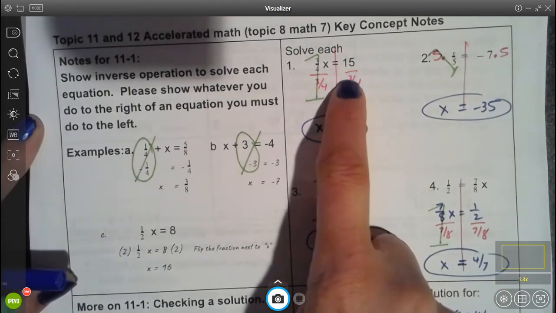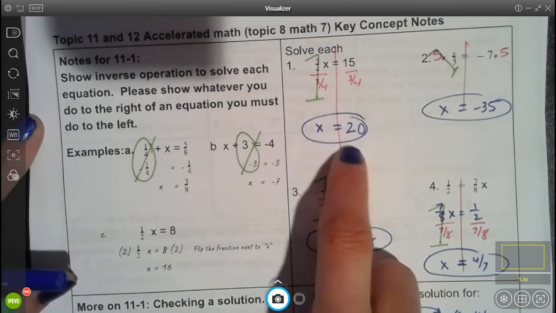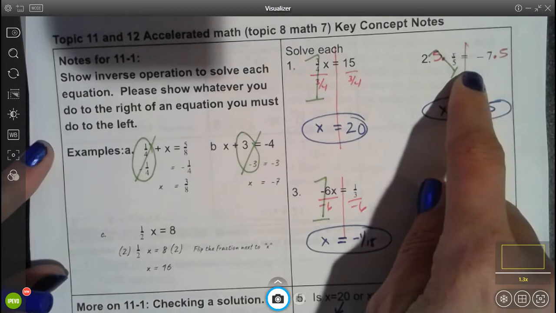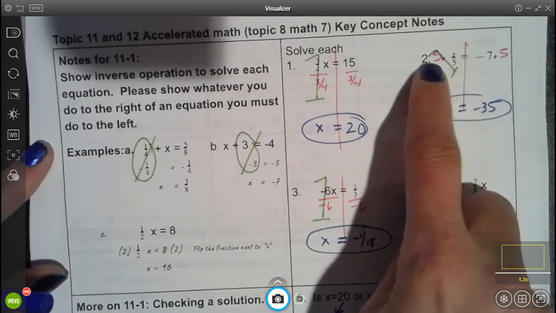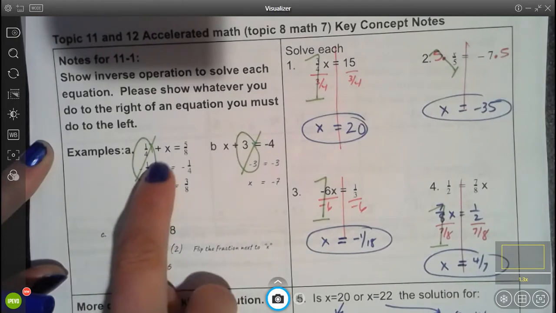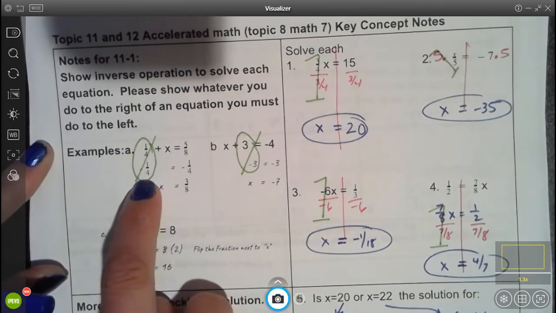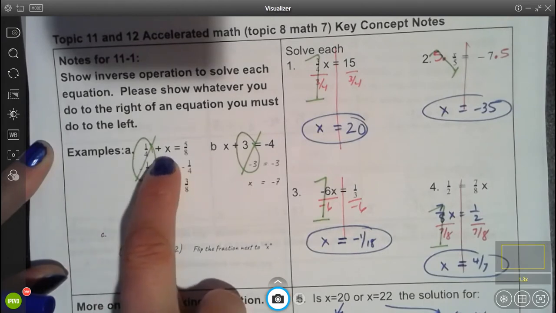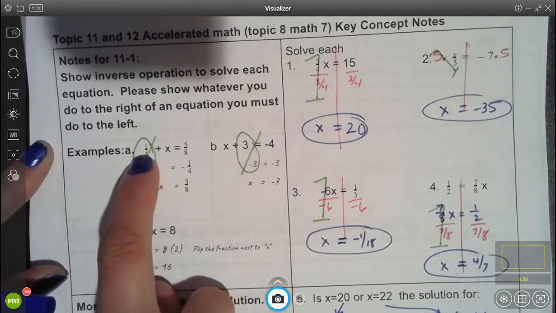So 15 divided by 3/4 on a calculator gets you 20, or you can do it off to the side. This one, same thing. This means dividing, so the opposite of dividing is multiplying. Just reviewing what we did earlier in the week, the opposite of adding is subtracting. Notice that this is adding 1/4 to x. We don't look at the middle sign, we actually look at this. This is adding 1/4 to x.